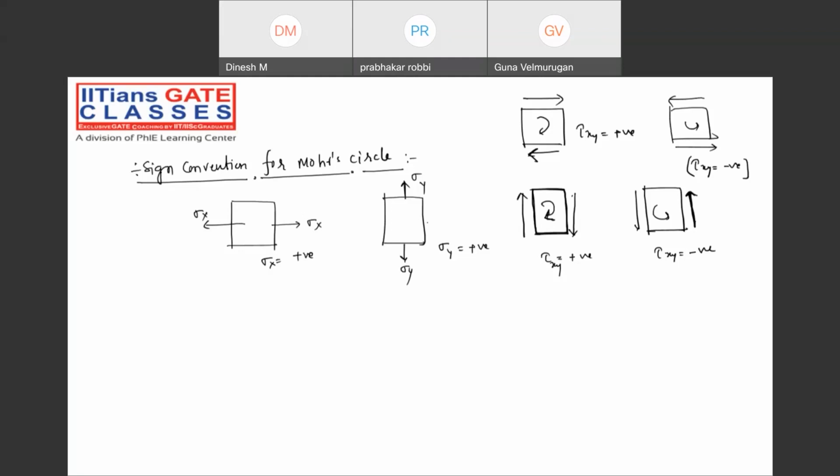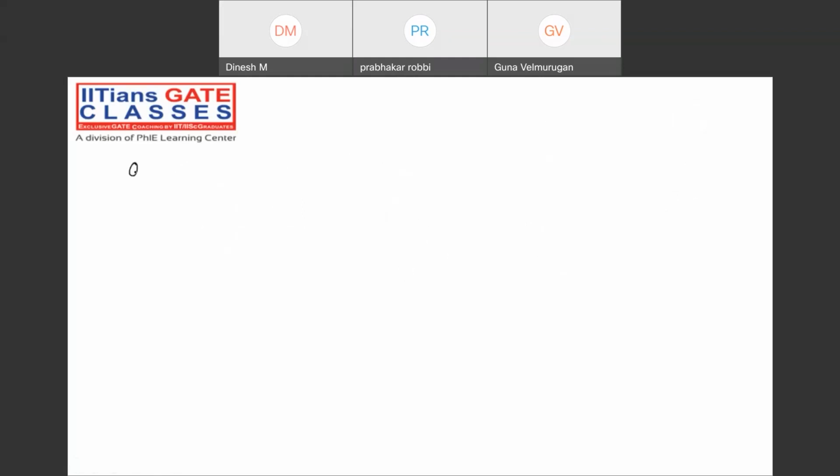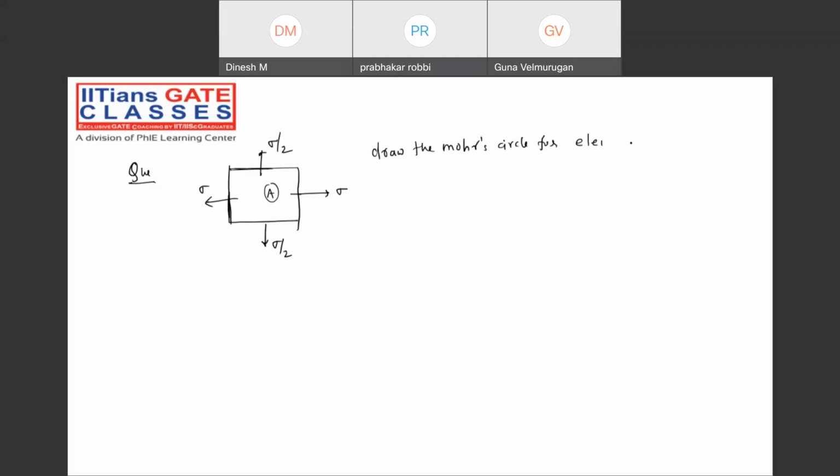Done, all of you? See the example. Directly, we can see the question also. A state of stress is given as sigma, sigma by 2, sigma, sigma by 2. Draw the Mohr circle for this state of stress, element A. Draw the Mohr circle for element A. That is what the question asks.